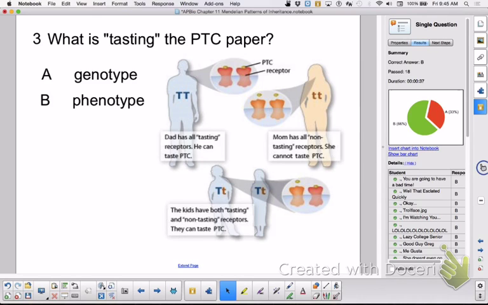So that's why I said save half if you want to check your parents. How does it work? Like the strips? Oh, they dip it in a chemical that some people can taste and some people can't.